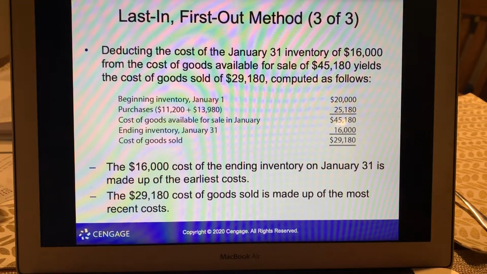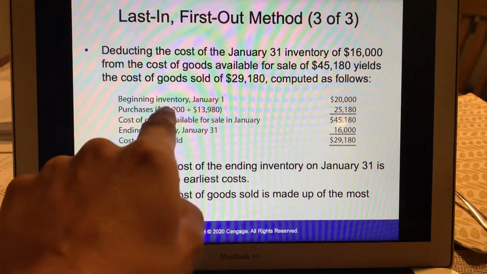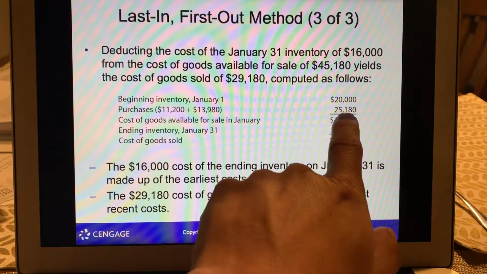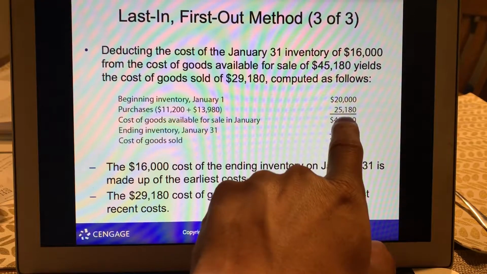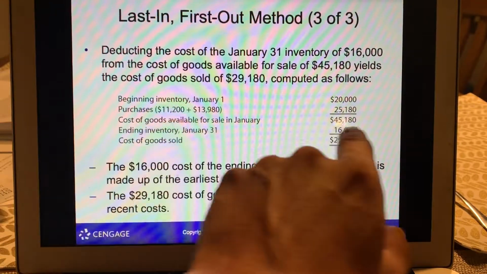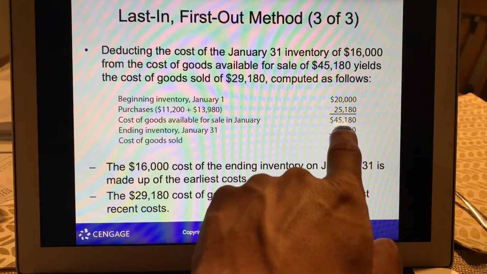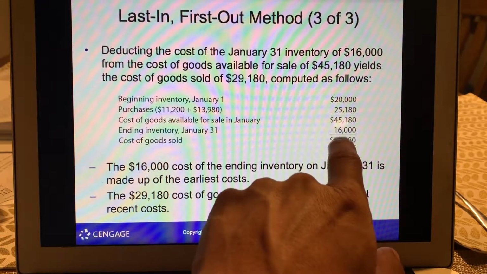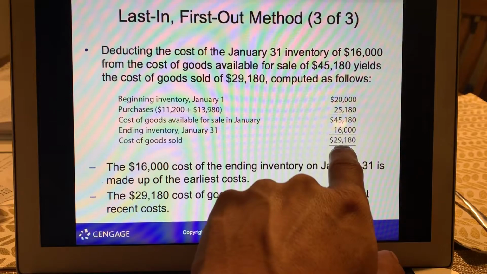Last in, first out method. Again, this is very similar. Beginning inventory was 20,000. Purchases, the two purchases for 25,180, 45,180. Ending inventory is 16,000. So our cost of goods sold is 29,180.